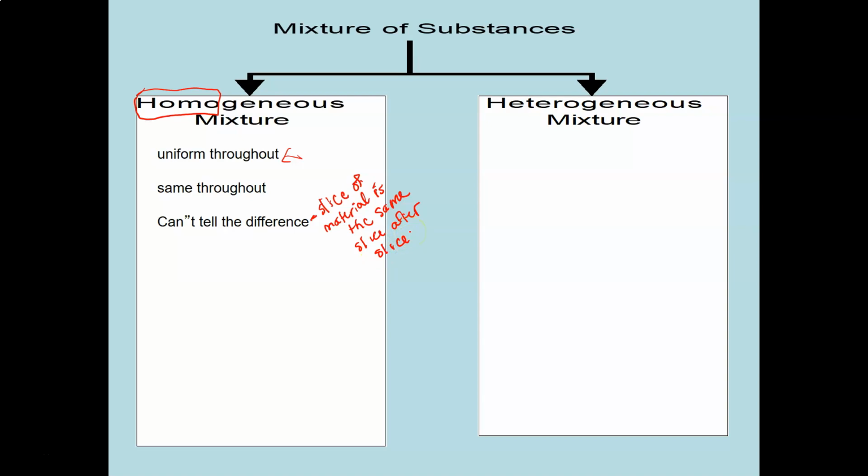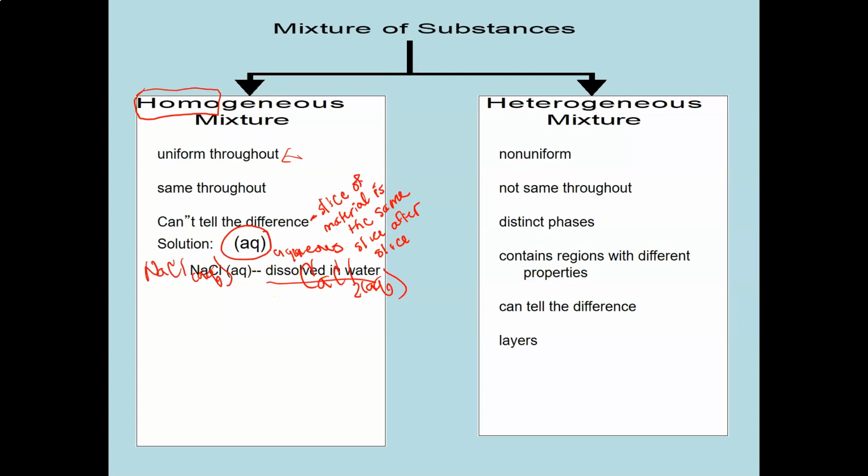It is completely uniform. Now, having said that, all solutions which are designated by AQ, and AQ means aqueous. Those, that designation, anything, NaCl with an AQ, CaCl2, designated AQ. Because of how salts get dissolved by water, and again, aqueous is dissolved in water, they are considered homogeneous. These will always be, by default, homogeneous.